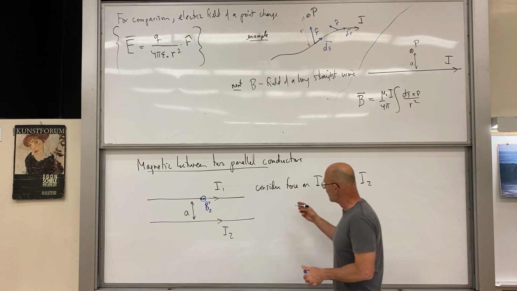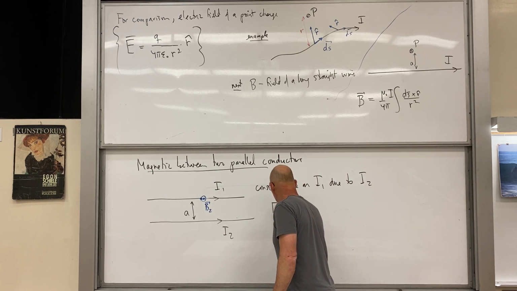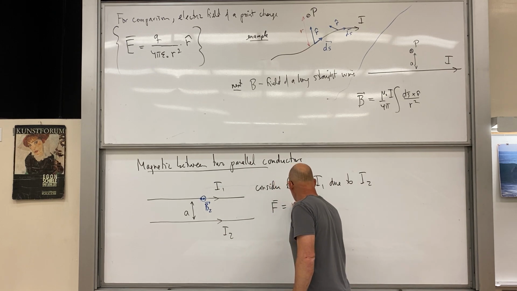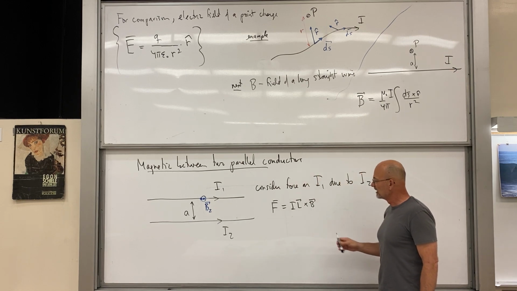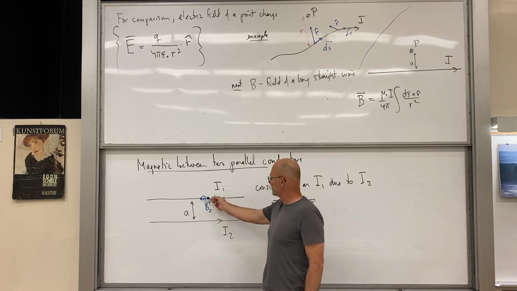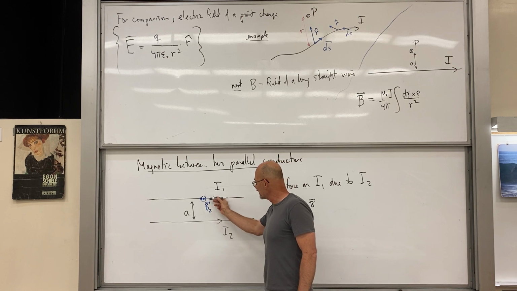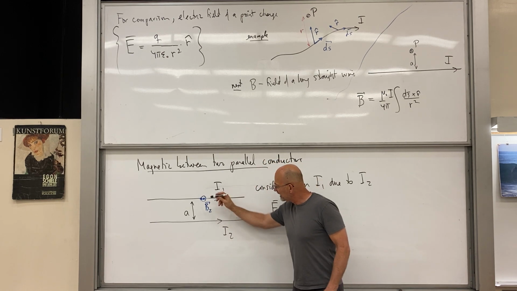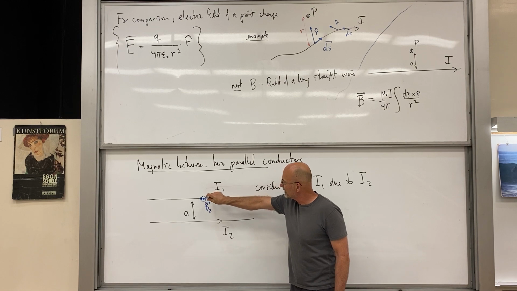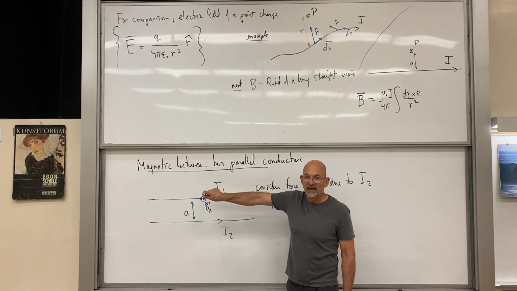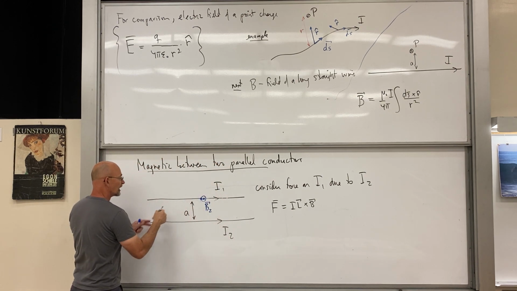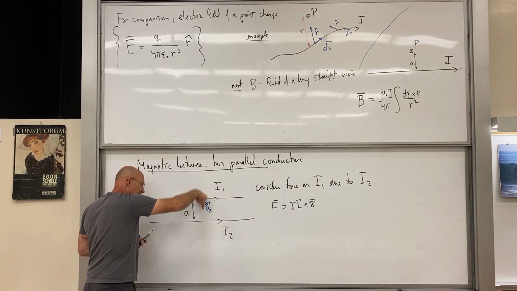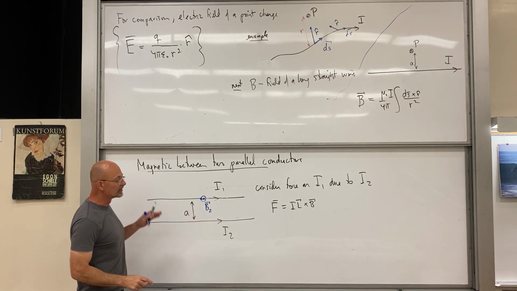And then what is our force law? Force equals I L cross B. So here's IL pointing here, and I'm going to cross it into B, which is this way, cross it that way, and what do we have? That's turning something this way, so there's going to be a force downward, in other words, attraction.